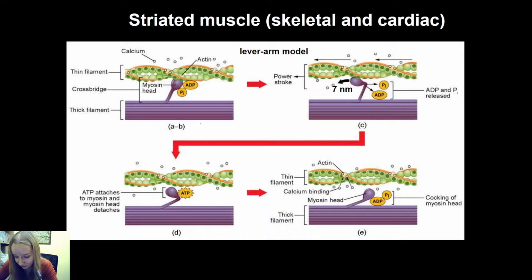I told you before that we need the calcium. Calcium is very important, and now you will know why. Because it binds to the troponin complex, and troponin changes its conformation, and that changes the conformation of tropomyosin.